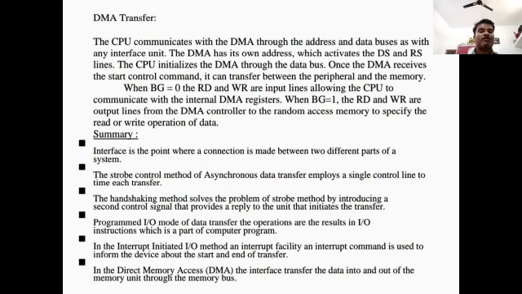Program input-output mode of data transfer: the operations are the result of input-output instructions, which are part of the computer program. In the interrupt initiated input output method, an interrupt facility and interrupt command is used to inform the device about the start and end of the transfer. In direct memory access, the interface transfers the data into and out of the memory unit through the memory bus.